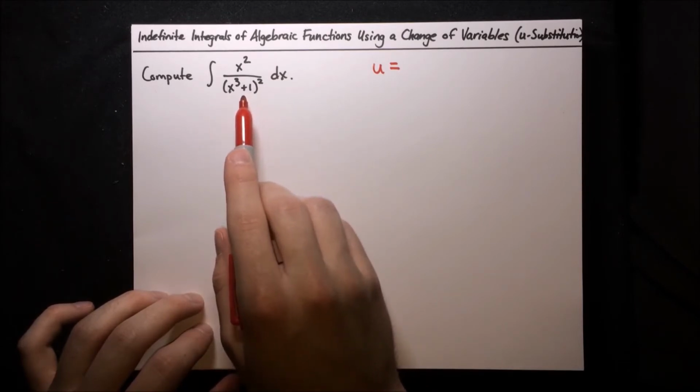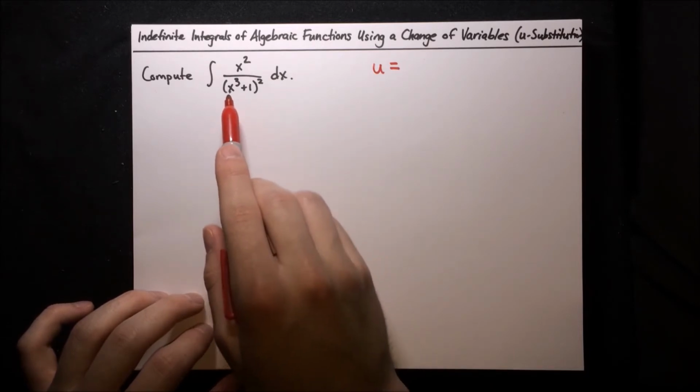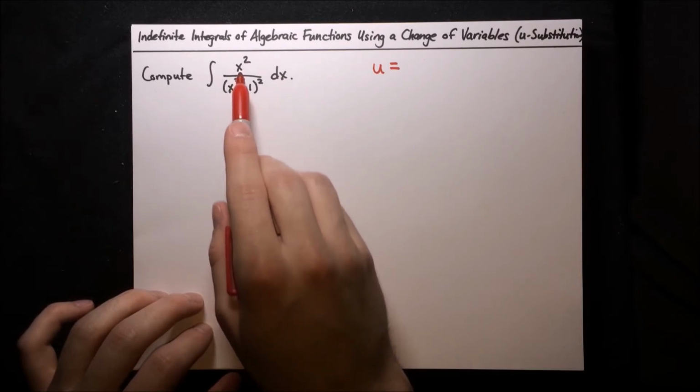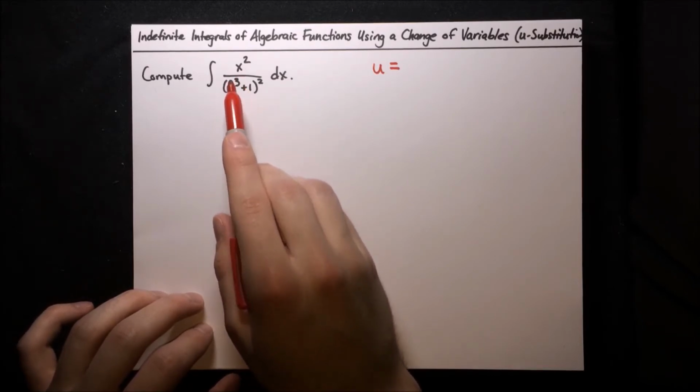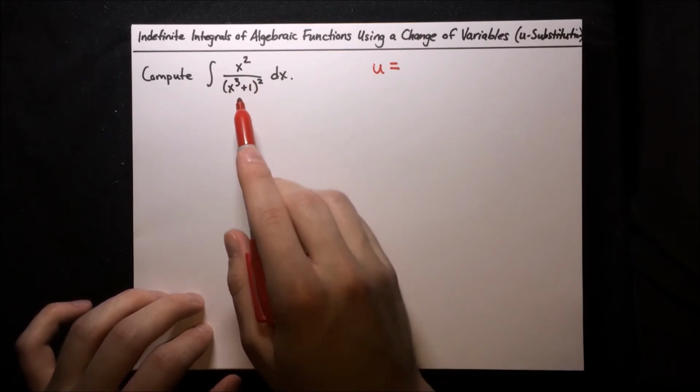And does its derivative occur in the integral? Well, the derivative of x cubed plus 1 is just 3x squared, and we've got an x squared in the integral, so we're only off by a scalar factor, and we'll be able to make a minor adjustment to take care of that, as you'll see.